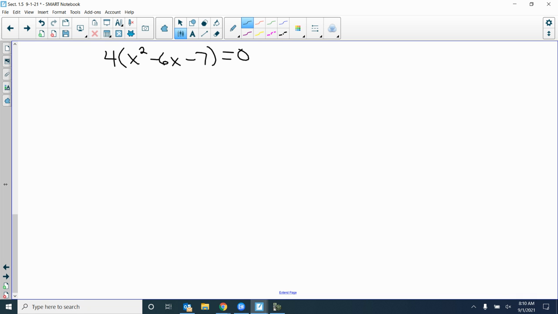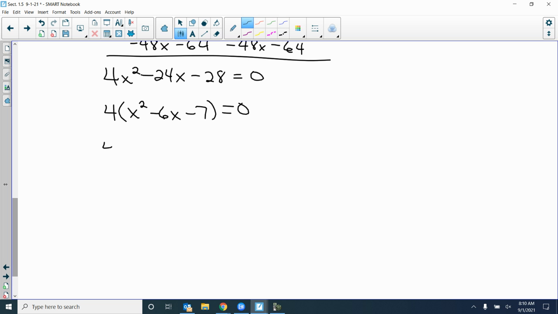Now, you either factor or use the quadratic formula. I will tell you that this factors into x minus 7 times x plus 1. So my answer will now be x equals 7 and x equals negative 1.